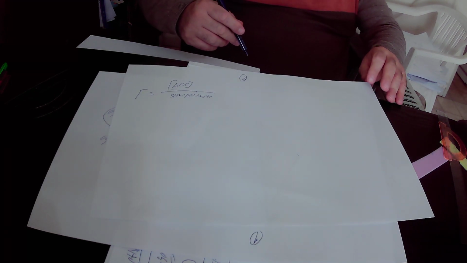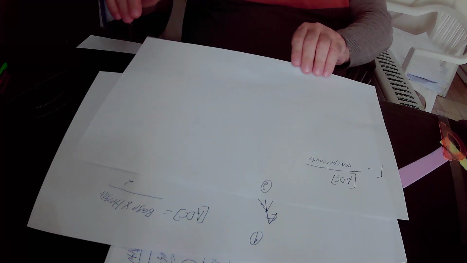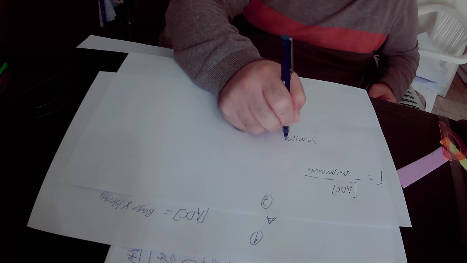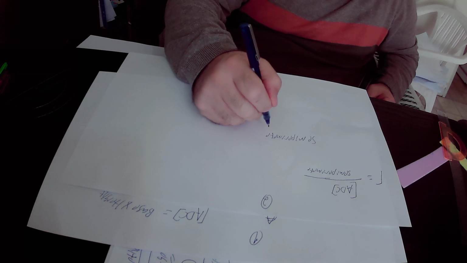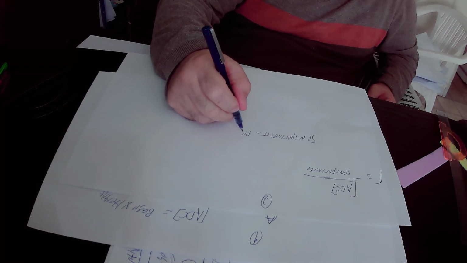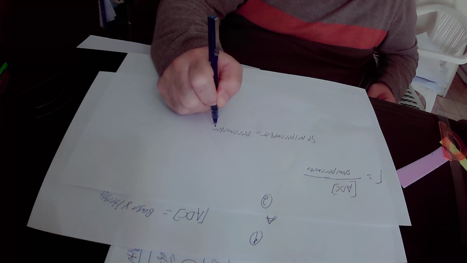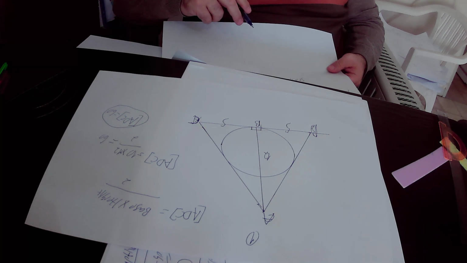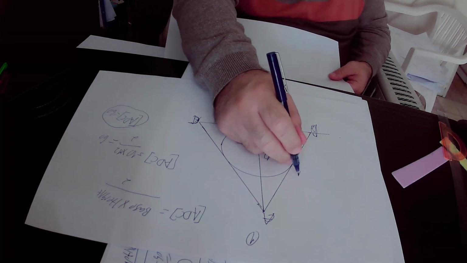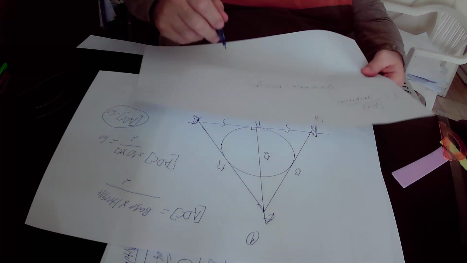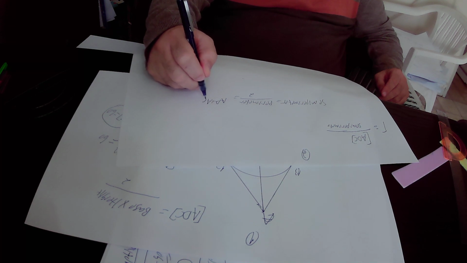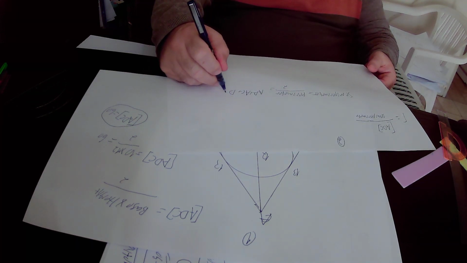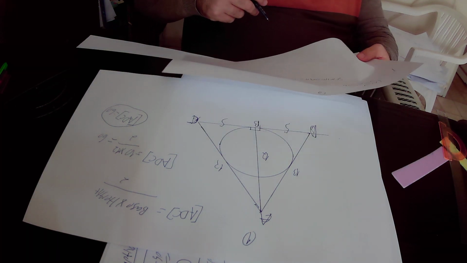And what is the semi-perimeter of any triangle? The semi-perimeter of any triangle is equal to the perimeter of the triangle over 2. And the perimeter of triangle ADC equals AD plus AC, here it is 13, AD plus AC plus DC, over 2.